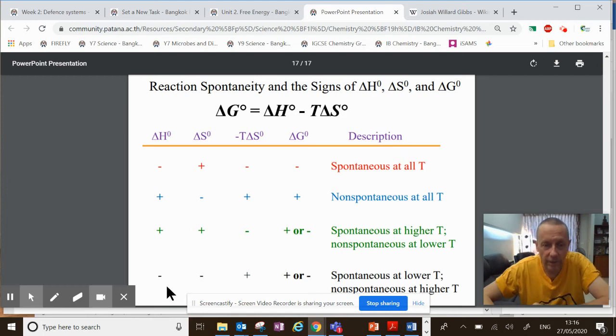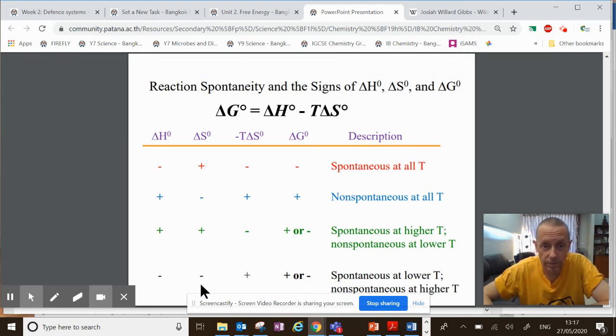But the final possibility is this one. Delta H negative, exothermic, that's favourable in terms of energy. However, delta S is negative, meaning it is a decrease in entropy as the reaction occurs, a decreasing level of disorder. That is unfavourable. So what's that going to do to the minus T delta S? Well, if delta S is negative, minus T delta S is now going to be positive.